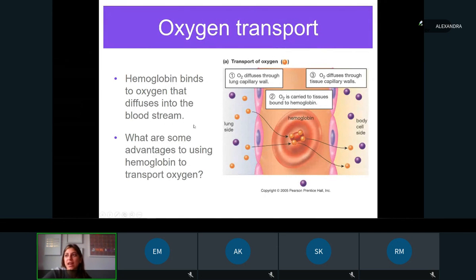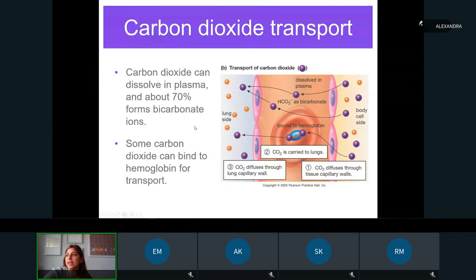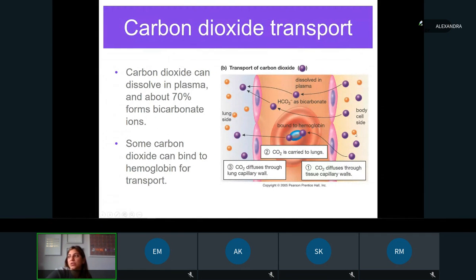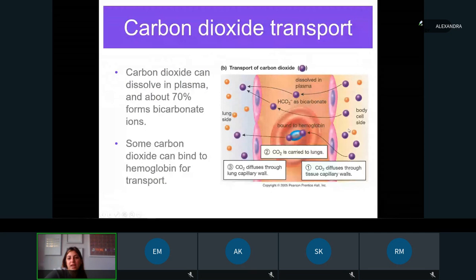Okay, we're going to move on just for the sake of time. So similarly, we have this idea that carbon dioxide can dissolve in the plasma, and about 70% forms bicarbonate ions. So what we mean by that is the CO2 diffuses through the tissue. So now we've got the opposite thing going on. Good, it helps with oxygen flow.